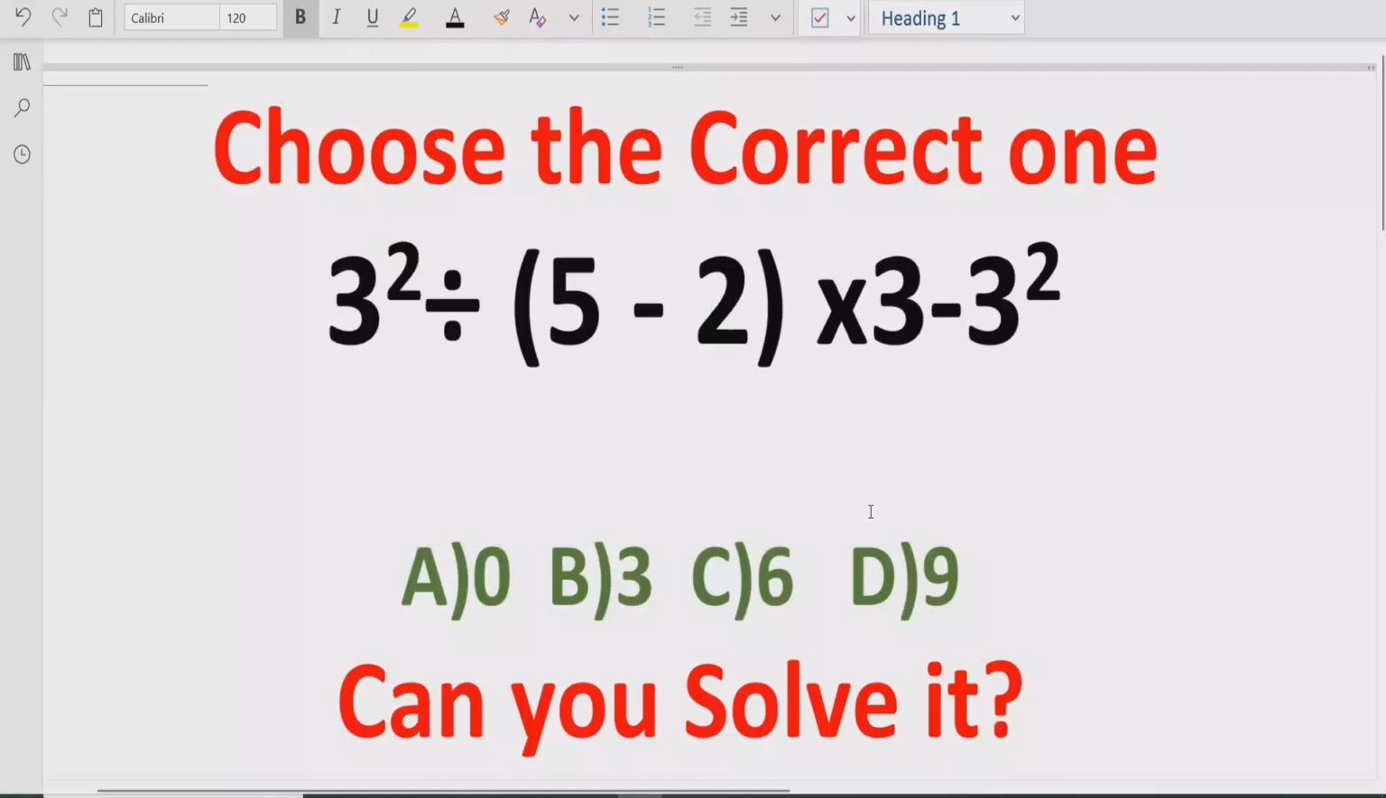Today we will solve another quiz which is related to arithmetic expression. The quiz contains the basic operations: minus, multiplication and division. So we have to solve this quiz using the PEMDAS and BODMAS method and find out the correct answer. In the answer list we have 4 answers. A is 0, B is 3, C is 6 and D is 9. So let's see after solving it which answer is correct.